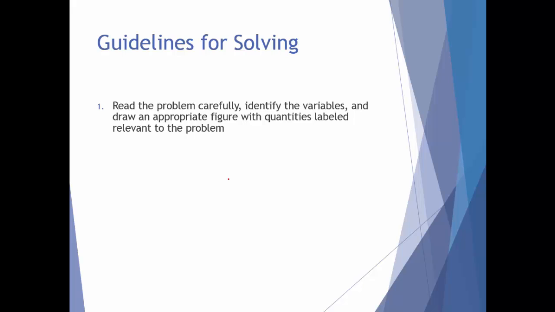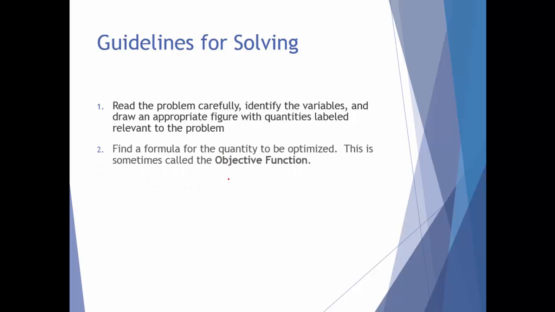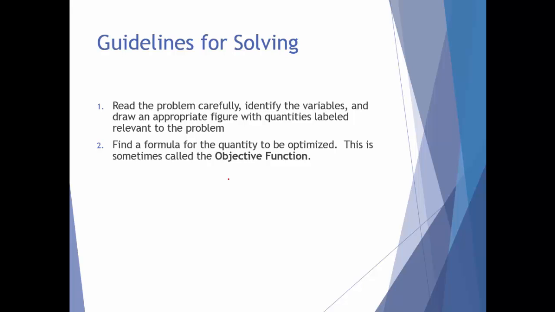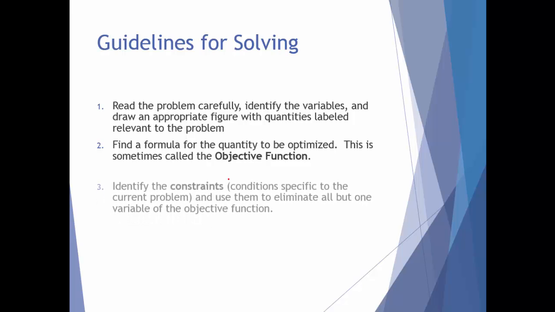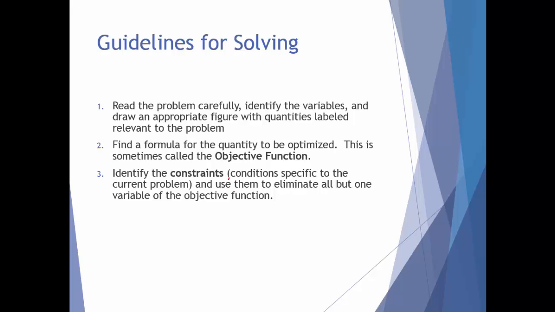First, as usual for any application, you read the problem carefully and identify your variables. What do you know? What are you looking for? And if it's appropriate, you draw a figure with your quantities labeled relevant to that particular problem. We will need to find a formula for whatever it is you're trying to optimize, whatever it is you're trying to make the best. Sometimes that's called an objective function. You need to identify what are usually deemed your constraints, and what we mean by that are conditions specific to the problem that you're looking at.